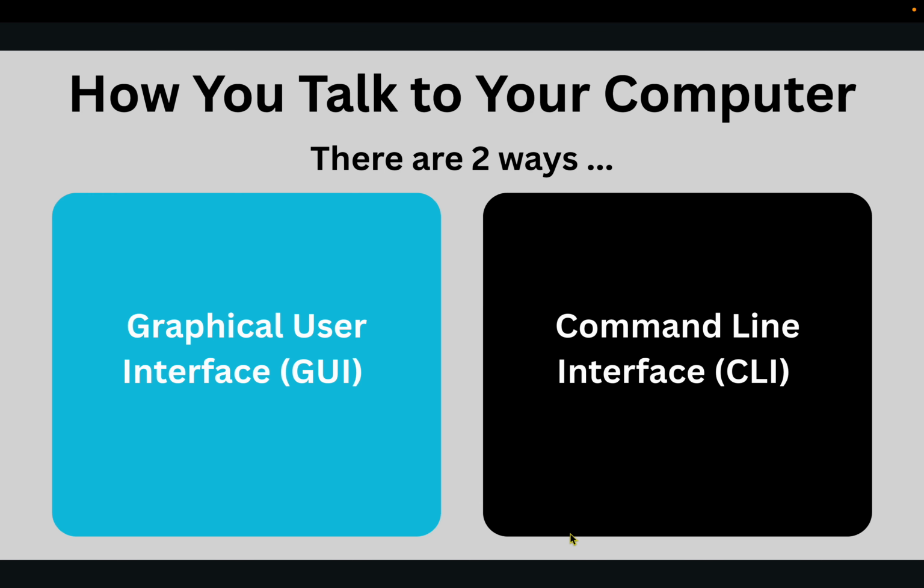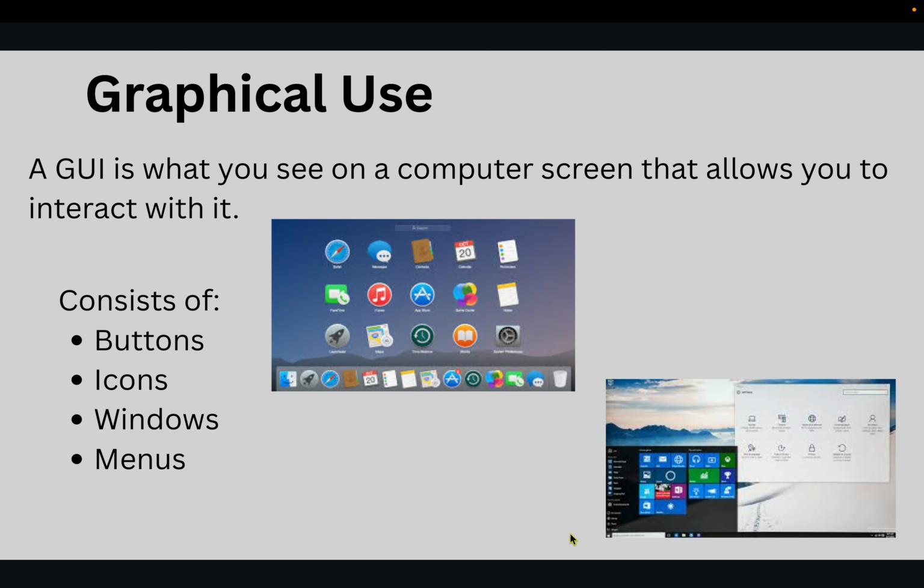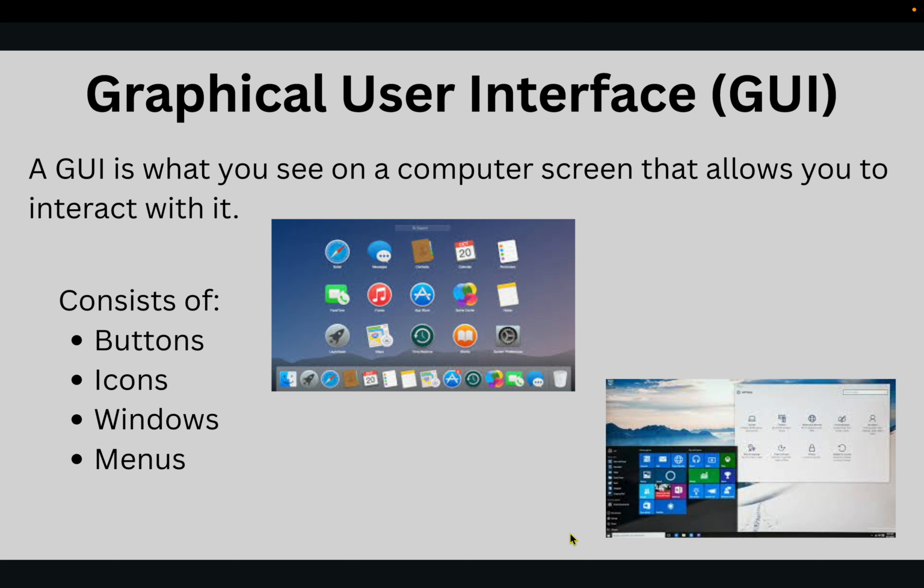So there's two ways you can actually talk to and use your computer. There's the graphical user interface and there's a command line interface. So we're going to go into each one. Your graphical user interface, or what we like to call GUI, it says GUI, but it is pronounced "gooey". So your GUI is what you're actually looking at on your computer screen. As you're looking at my computer screen, that's a GUI. We're right now looking at a GUI for this presentation. So that is what's allowing you to interact with it.